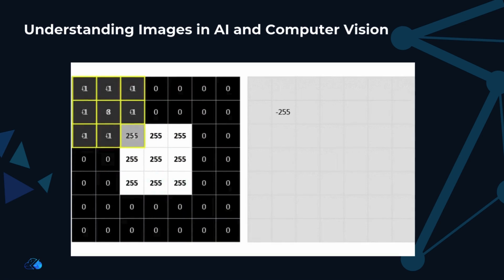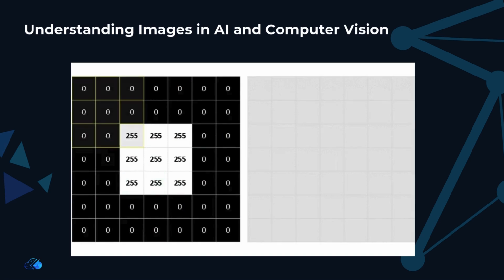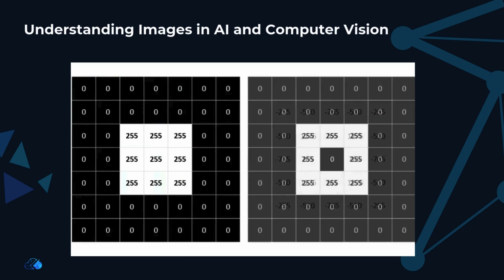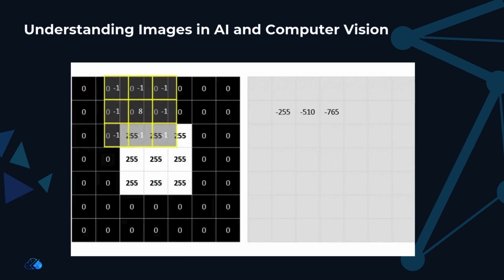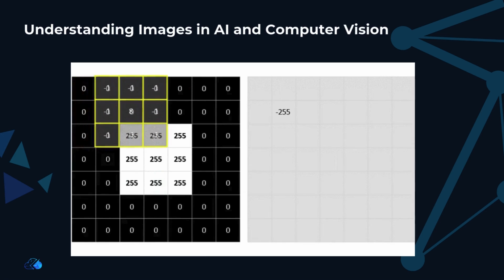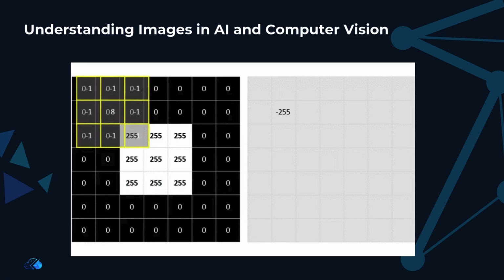The effect is that the edges of objects are highlighted, making it easier for AI to recognize shapes. This type of filtering is called convolutional filtering. It is widely used in computer vision, especially in convolutional neural networks, or CNNs, for object detection and image recognition.